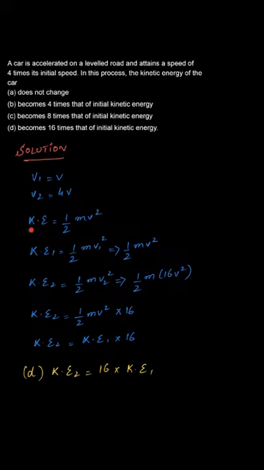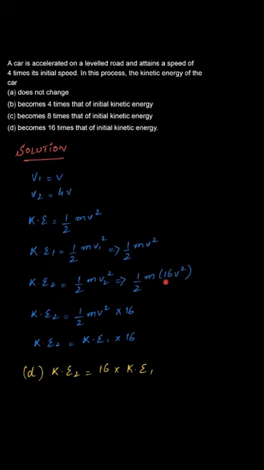Now we are going to calculate the kinetic energy of the object when it has an initial speed of v1. So it becomes 1/2 mv1 square, which is KE1. Now KE2 is the energy of the object when it attains a speed which is 4 times the initial speed. So 1/2 mv2 square is the kinetic energy. Now v2 is equal to 4v1.